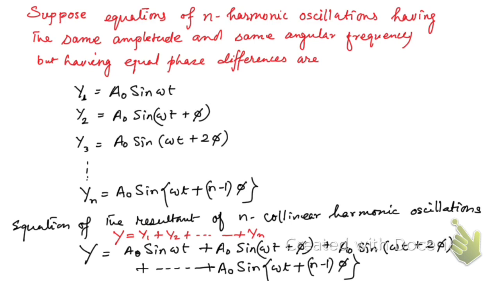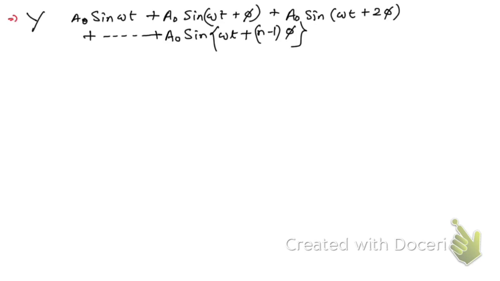Now let me copy this last step and go to a new slide, as we do not have enough space here. So here is the last step we have got. Now let us consider the resultant wave, a resultant oscillation, to be like this.